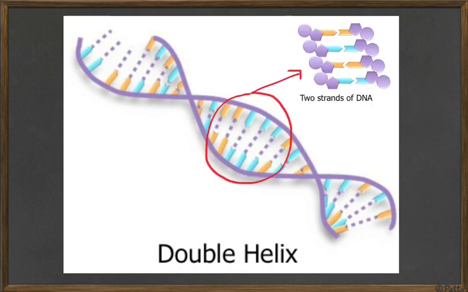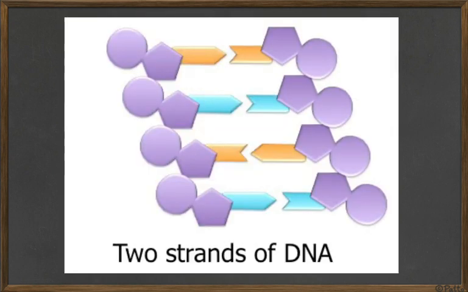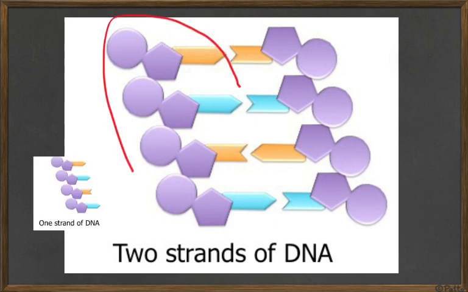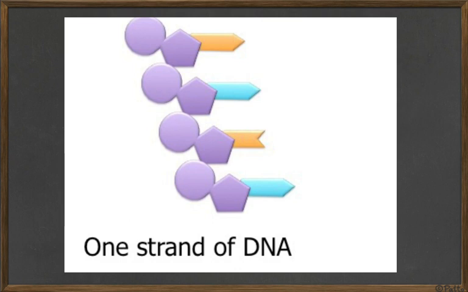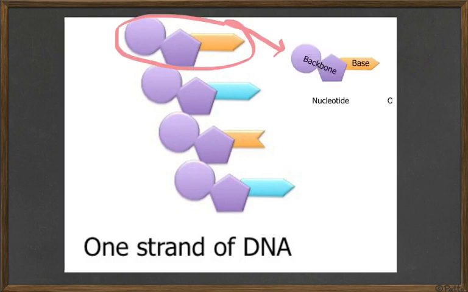If we take a closer look there, we are going to see that in DNA you have two strands. Of course, if it's a double helix, you have two strands making DNA. If we take a closer look, we are going to see one of the strands of DNA. So this here is one of them. One strand of DNA that has these balls, these pentagons and those arrow shapes over there. If we take a closer look, we are going to see the basic structure of the DNA, which is the nucleotide.